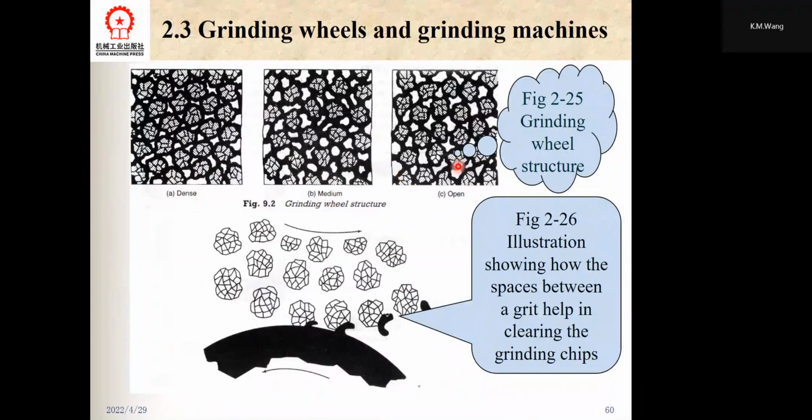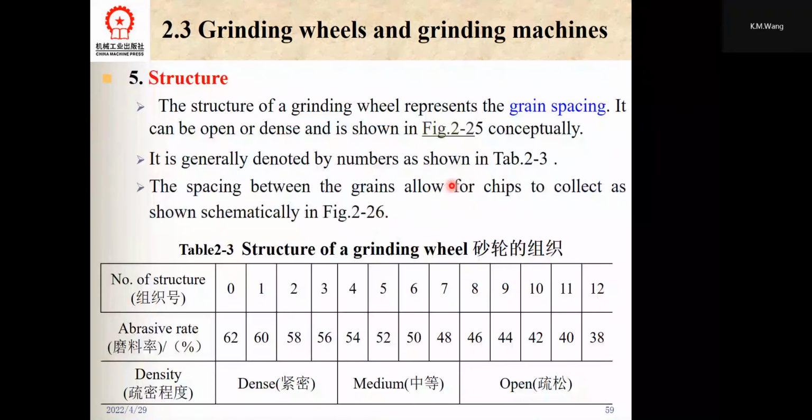The space among the grains allows for accommodating chips and for carrying cutting fluid into the grinding region. The structure is determined by the proportion of abrasive grains in the total wheel volume. The smaller the proportion of grains, the more open the structure of the grinding wheel. The structure is generally denoted by numbers as shown in these tables.